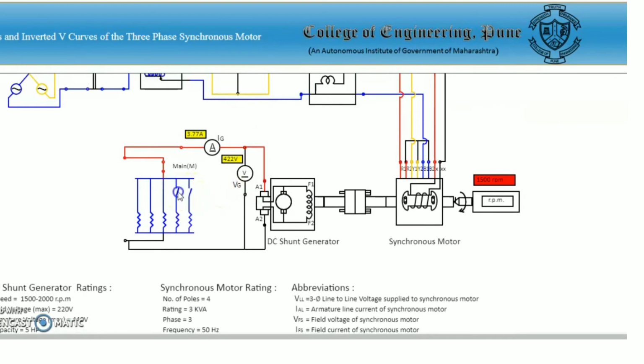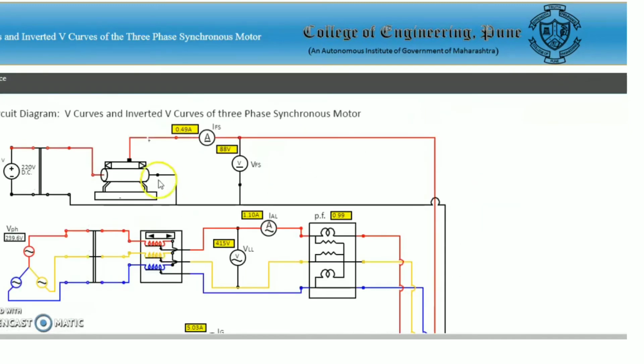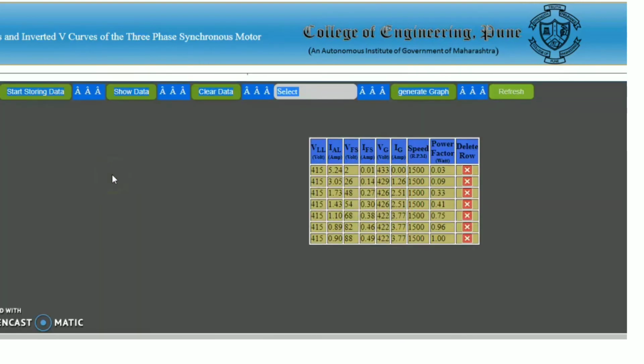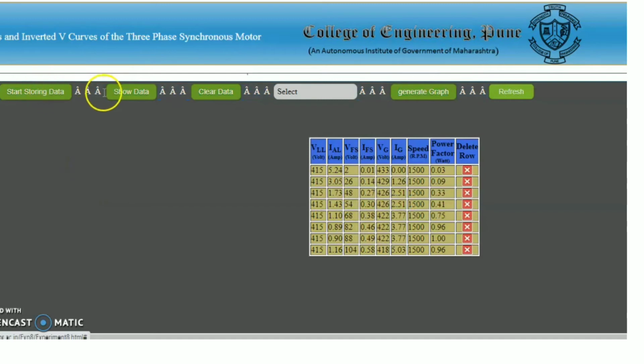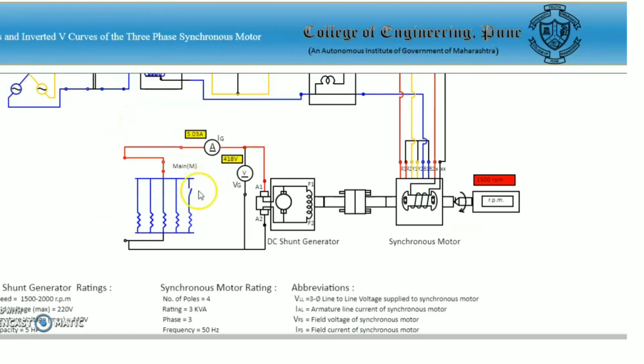I am adding another load, increasing the value and then storing the data. Now power factor starts decreasing after unity power factor. I am still increasing but power factor decreases. Store the data, show the data. I am adding another load.